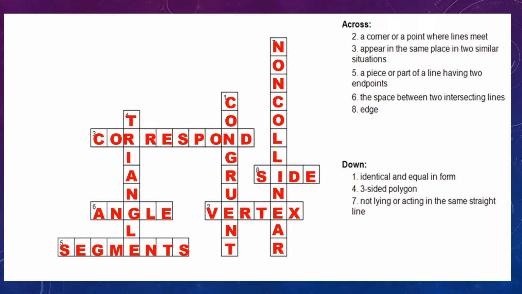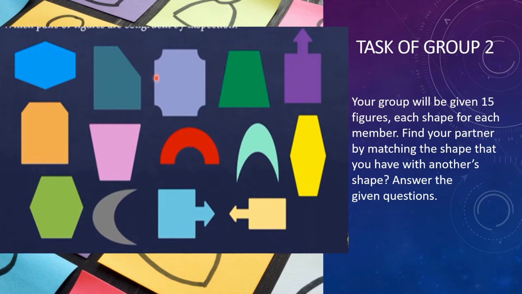Thank you, Group 1. Now let's have Group 2. Are you ready? Task of Group 2. Each of you has a shape. Find your partner by matching the shape that you have with another's shape. Answer also the given questions.